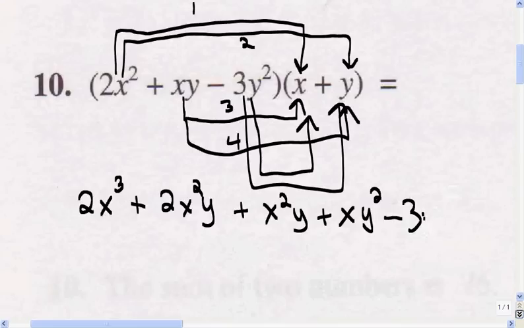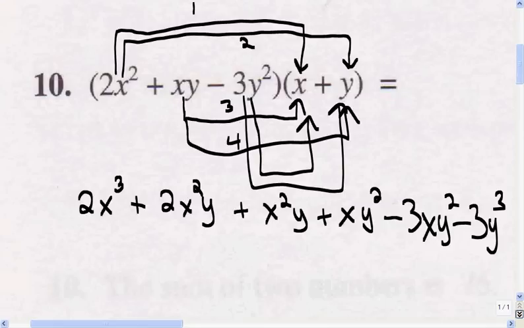So negative 3xy squared. And then negative 3y squared times y is negative 3y cubed. Okay? Now we're going to combine like terms.